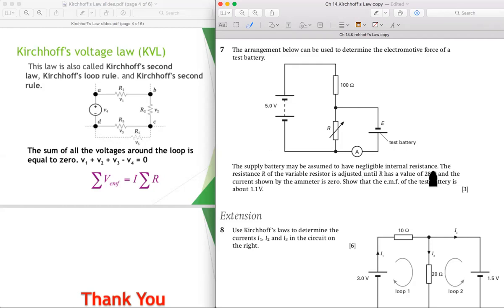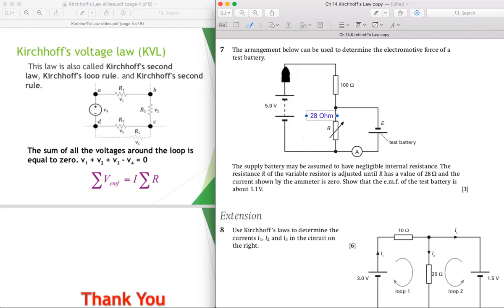Okay, we see this value is 28, and they don't have any current here, so they only have current on here only. And total resistance is 100 plus 28. I put this number first, 28 ohms here for the resistance variable. So total resistance equals 128. They have 5 volt.